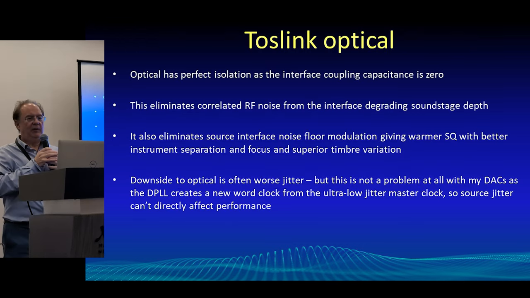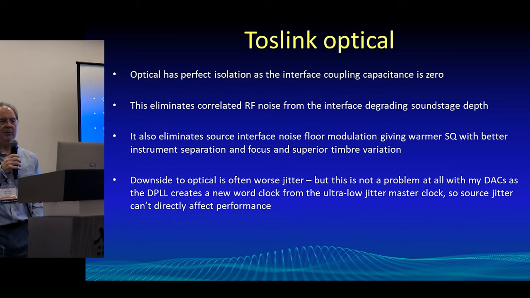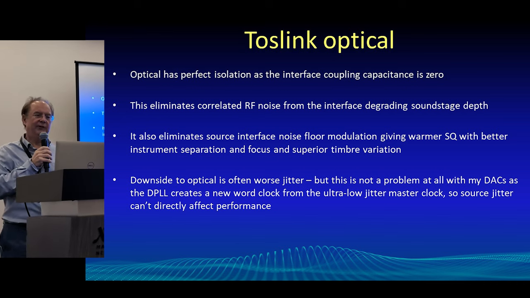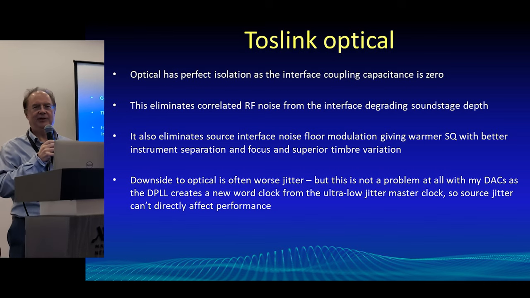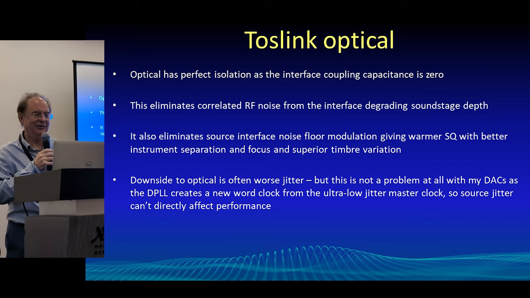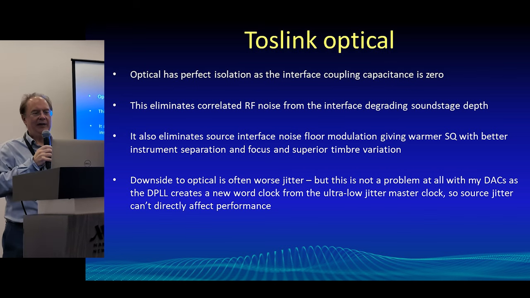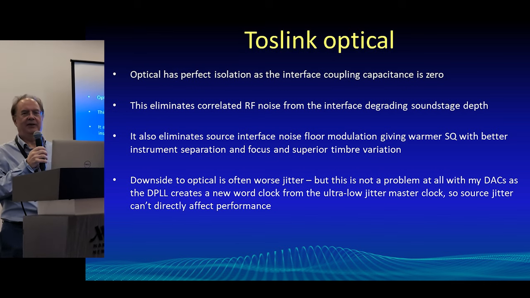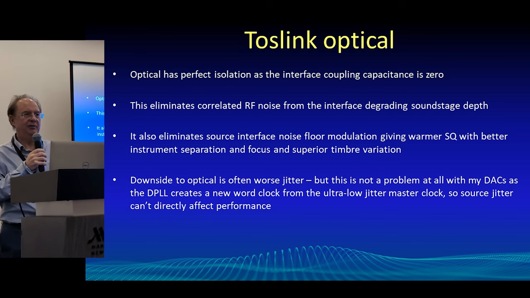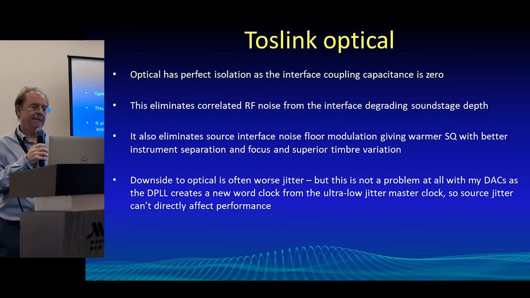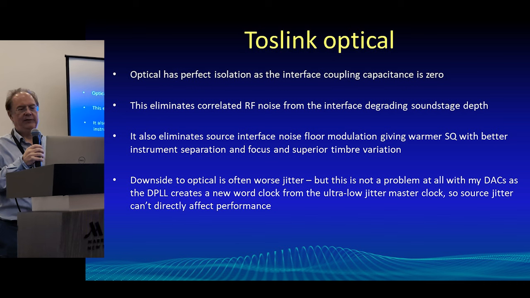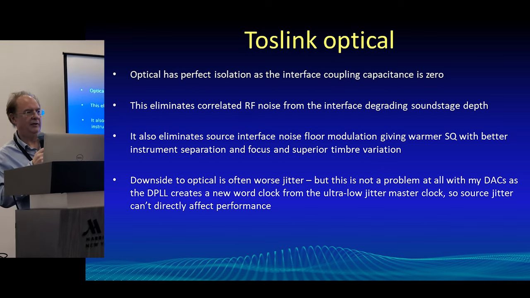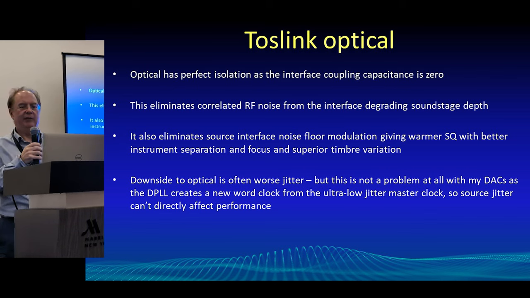So, optical, which is something that has the reputation of being the worst sounding digital connection, when it's actually the best sounding digital connection. Optical has perfect isolation because the interface coupling capacitance is zero. Everything's done by light, there's no coupling capacitance. That eliminates correlated RF noise from the interface, degrading sound stage depth, and it eliminates random RF noise getting into the DAC, so you're going to get a warmer sound quality.